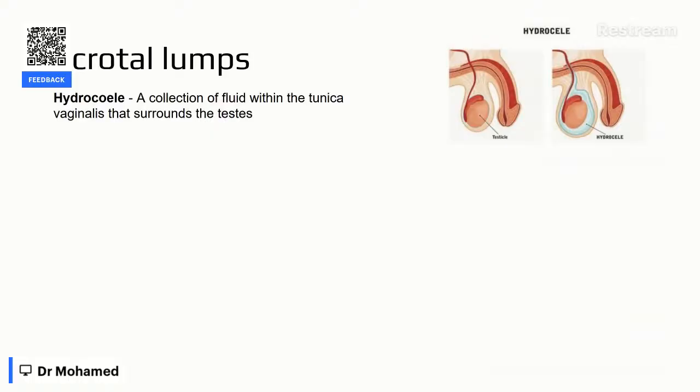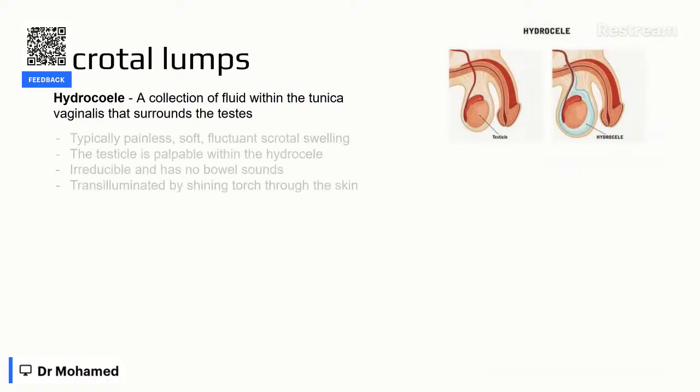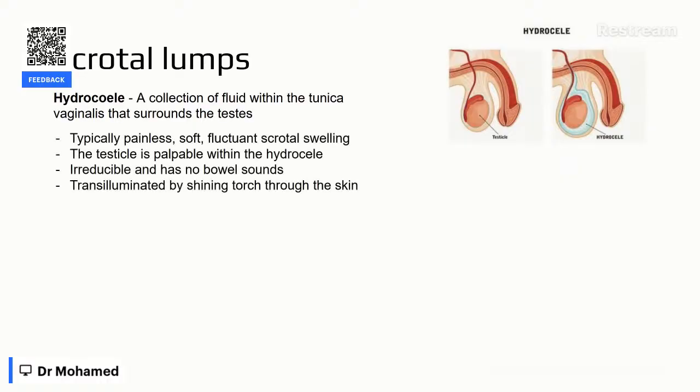Scrotal lumps, so again, something you'll see a lot of in A&E, and you'll become much more comfortable with examining them and distinguishing things to establish a differential. Hydrocele is essentially a collection of fluid within the tunica vaginalis around the testis. So these are your painless, soft swellings. They'll be fluctuant and transilluminable, so if you shine a torch through it, you can see the light going through. You'll be able to palpate the testis.